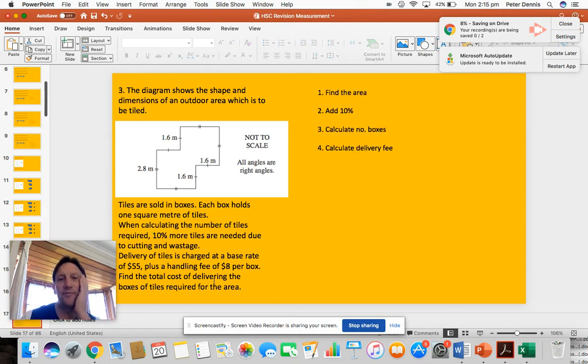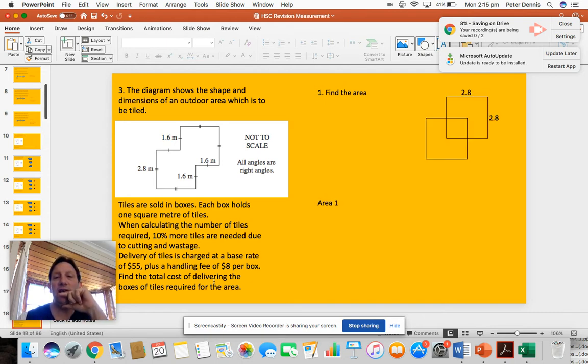So that's basically what I've done. Number one, we're going to find the area. Then we're going to add the 10%, calculate the number of boxes, and then calculate the delivery fee. So that's my scaffold. So the first thing I'm going to do is find the area.